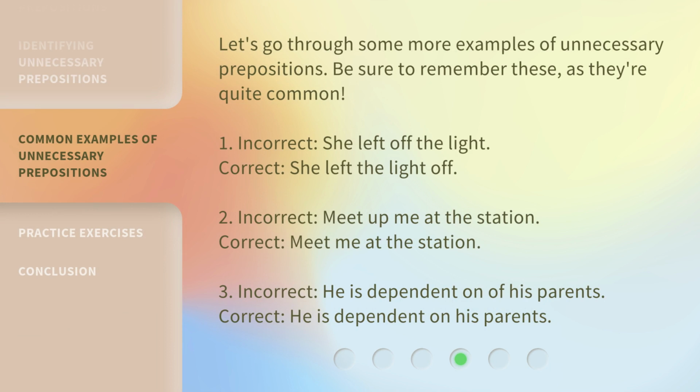Let's go through some more examples of unnecessary prepositions. Be sure to remember these, as they're quite common. 1. Incorrect: she left off the light. Correct: she left the light off. 2. Incorrect: meet me at the station. Correct: meet me at the station. 3. Incorrect: he is dependent on of his parents. Correct: he is dependent on his parents.